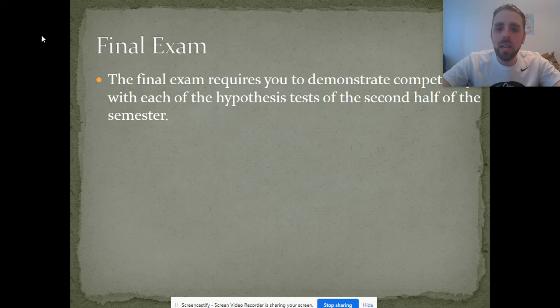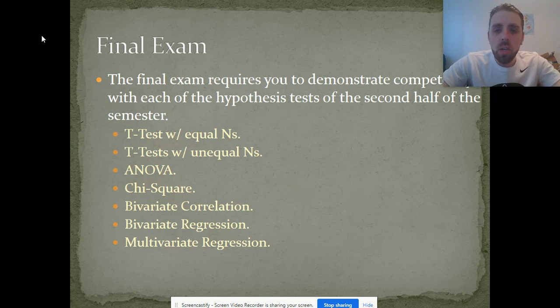I am requiring you one last time to demonstrate that you can carry out these hypothesis tests from step 1 to step 6 of all of the following hypothesis tests. You will need to remember how to do a 2 means t-test with an equal sample size. You will need to do a 2 means t-test with an unequal sample size across those 2 means.